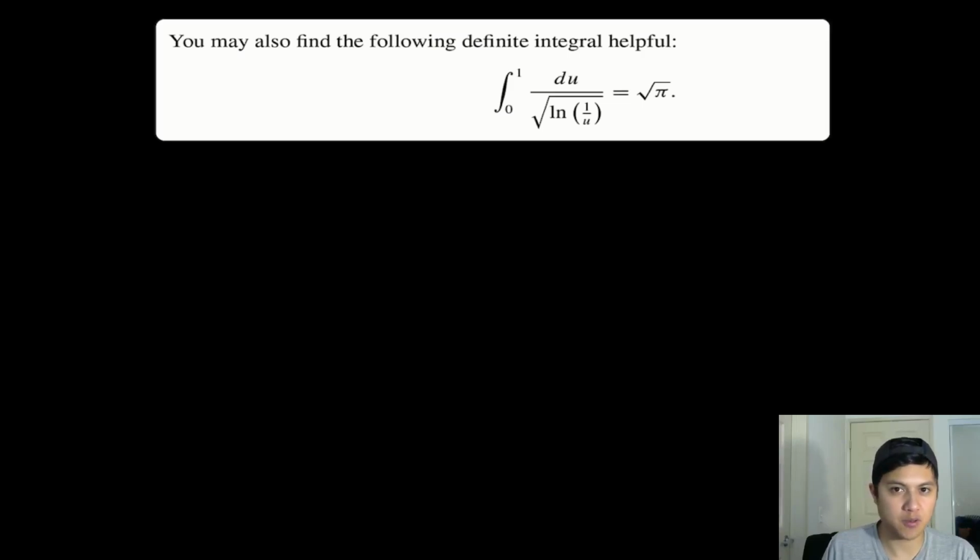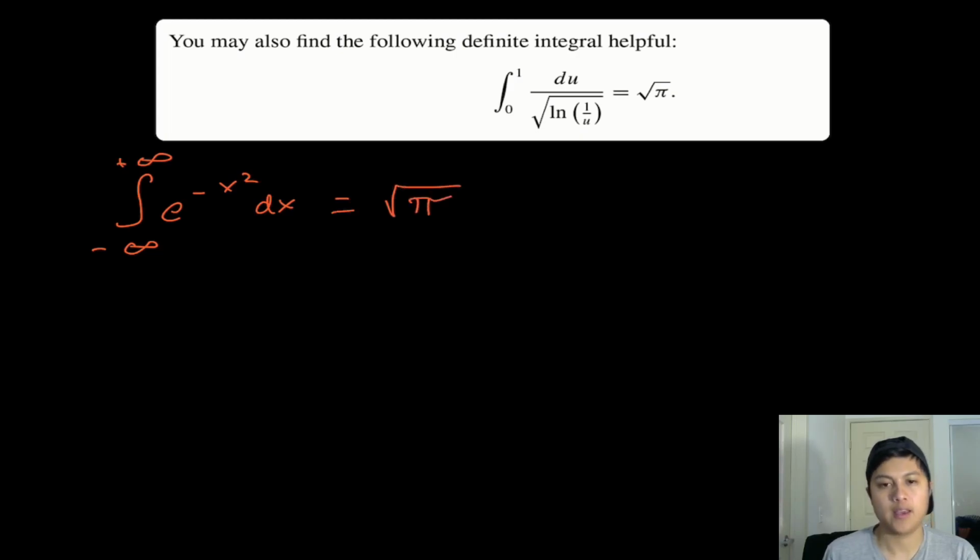A few days ago, I was looking through a textbook of mine, and I saw the following integral. And I couldn't help but feel deja vu because I was like, where have I seen this before? If you look at this result, this root pi, you might know that I have a video on my channel that has an integral with the same exact result, which is the Gaussian integral. So the Gaussian integral is e to the negative x squared dx from negative infinity to positive infinity. And that also has root pi as its answer.